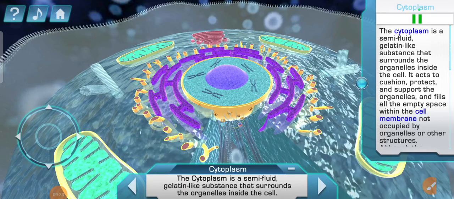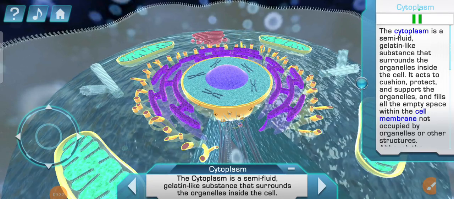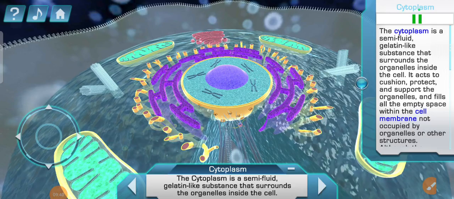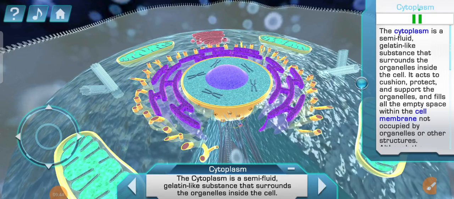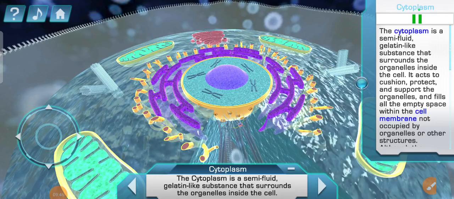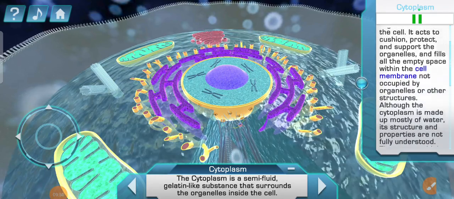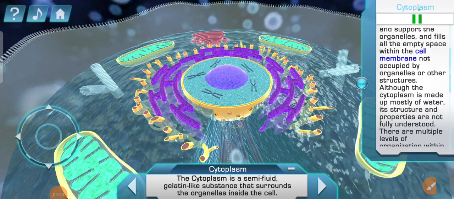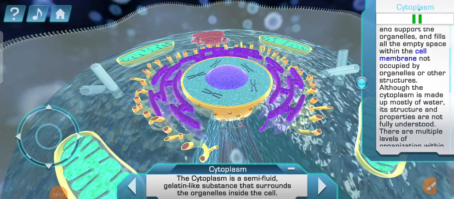Now we can see the cytoplasm. The cytoplasm is a semi-fluid gelatin-like substance that surrounds the organelles inside the cell. It acts to cushion, protect and support the organelles and fills all the empty space within the cell membrane not occupied by organelles or other structures.